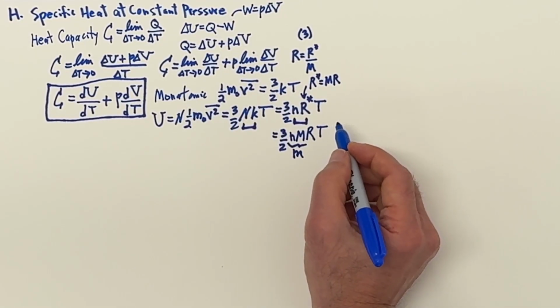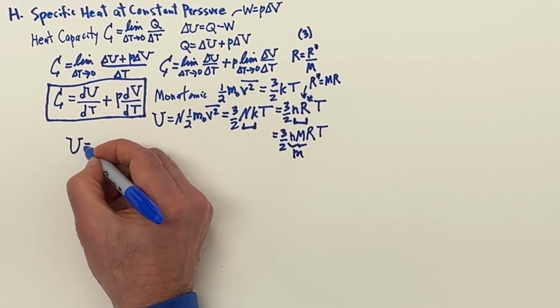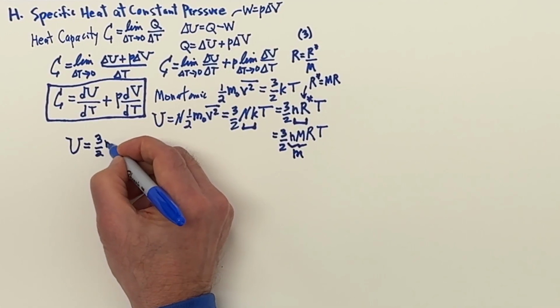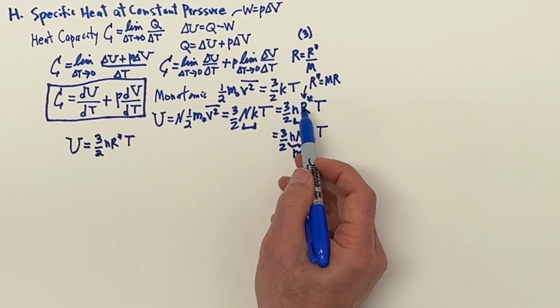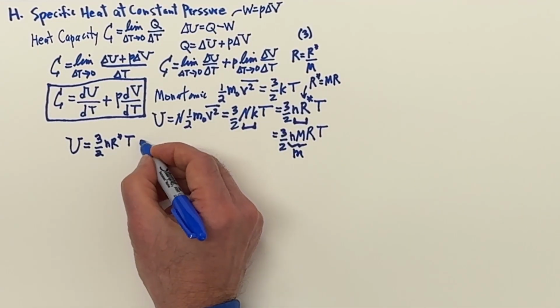So what we're saying here is we can write down the energy for our gas as 3/2 n R star T. That's just copying down this one. But then I want to write down 3/2 M R T as an equivalent expression.